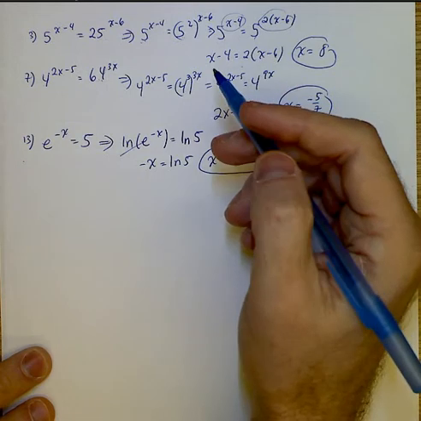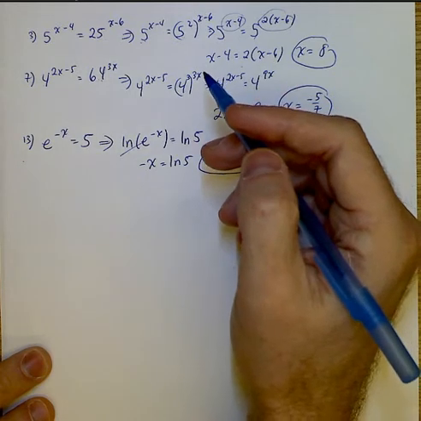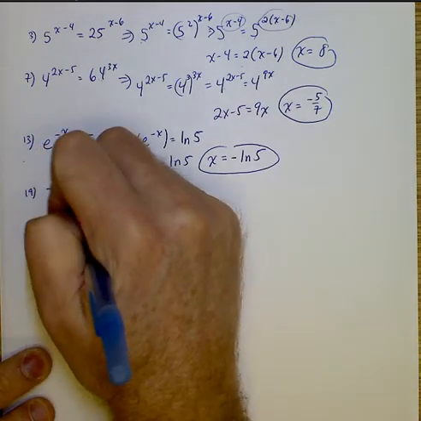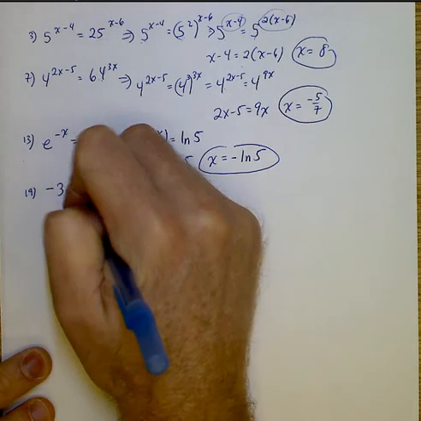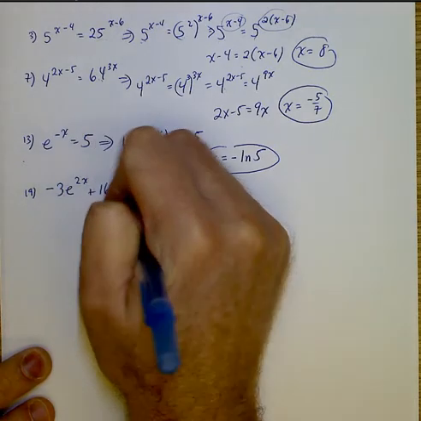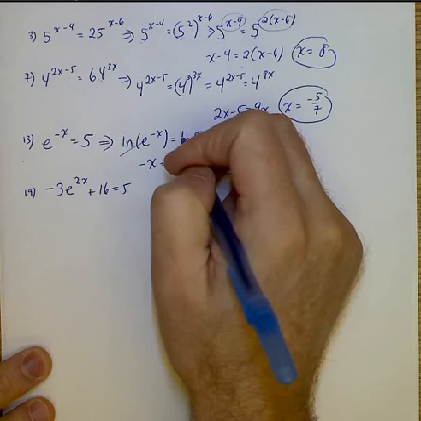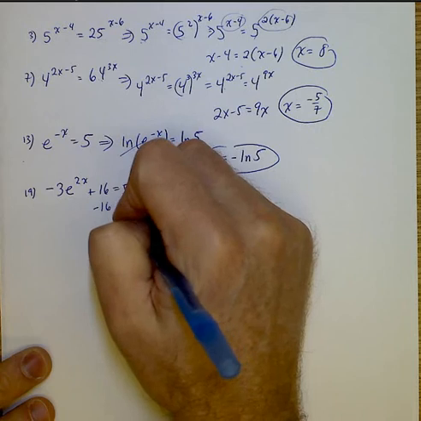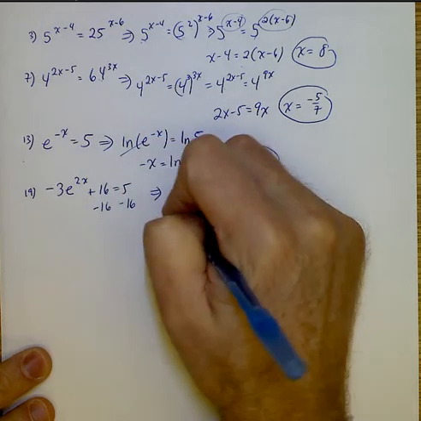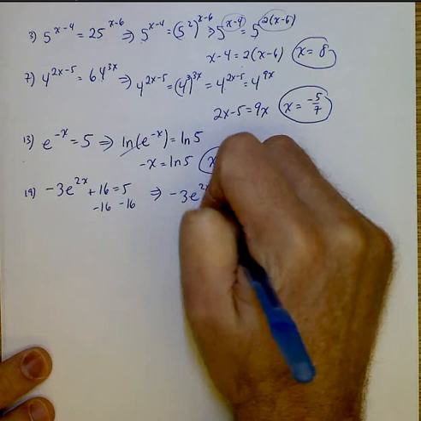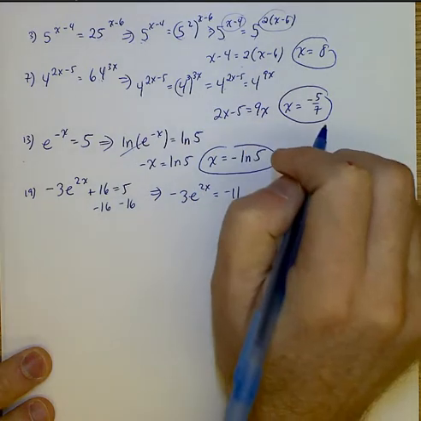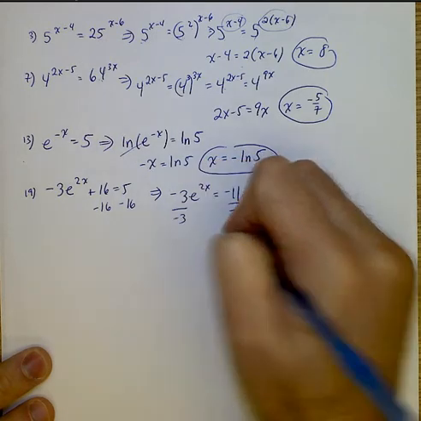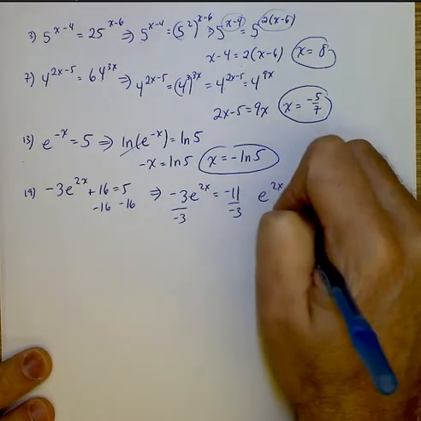Let's try another one. Let's try number 19. Number 19 is also another problem that has e in it. Negative 3e to the 2x plus 16 equals 5. All right, the first step here is we're going to go ahead and move the 16 over, because we're going to try to isolate the e term. I'm going to subtract 16 from both sides. I'm going to get negative 3e to the 2x equals negative 11. I'm then going to divide by negative 3, and we get e to the 2x equals 11 thirds.